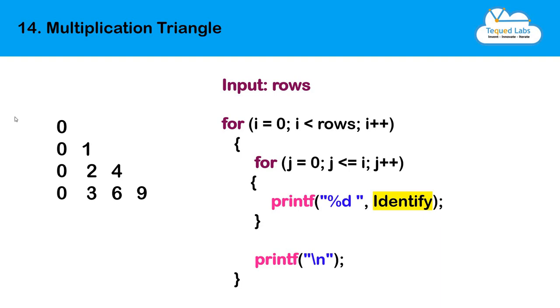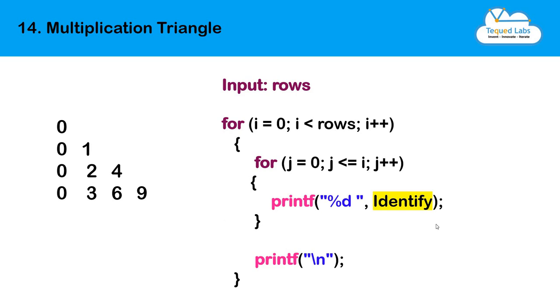the outermost loop for printing the rows and the innermost loop for printing the columns, and the condition should be just like this: j is equal to 0, j less than or equal to i. So this is i here, j plus plus. Whenever you write this kind of code, you'll get a right angle triangle by default.